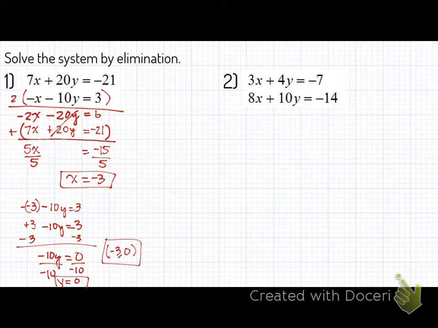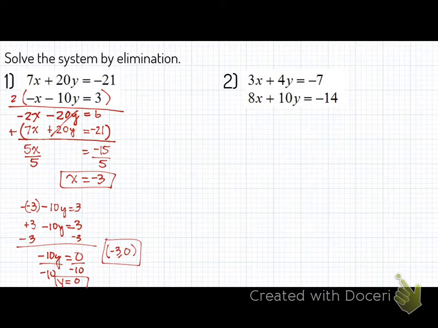Let me do this one more time on number 2 now, okay? So I'm going to pick a variable to eliminate, x's or y's. If I combine 3x plus 8x, does that eliminate things? No, what about 3x minus 8x? No, that doesn't eliminate. What about y's? What's 4y plus 10y? Oh, that doesn't work. What about 4y minus 10y?